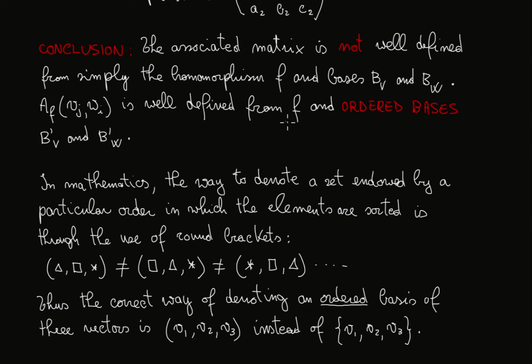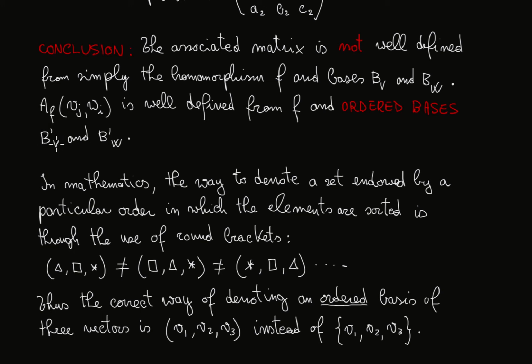It is well defined from F and ordered bases B'V and B'W. Let me denote them with a prime, meaning that they are not simply a set of vectors, but a set of vectors endowed with a particular ordering of the vectors. If I change the ordering of the vectors, the set will be the same, but the ordered set will change because the order has changed.